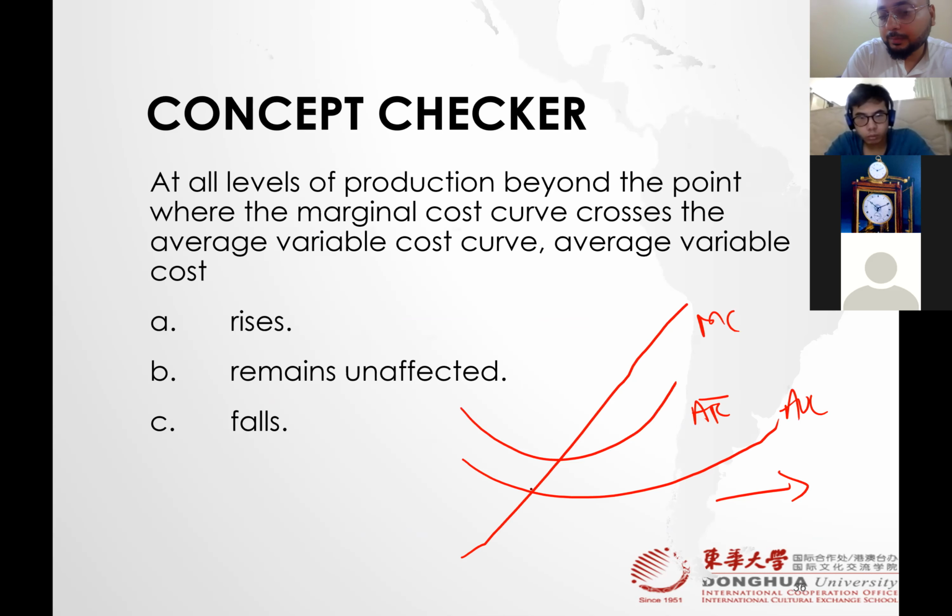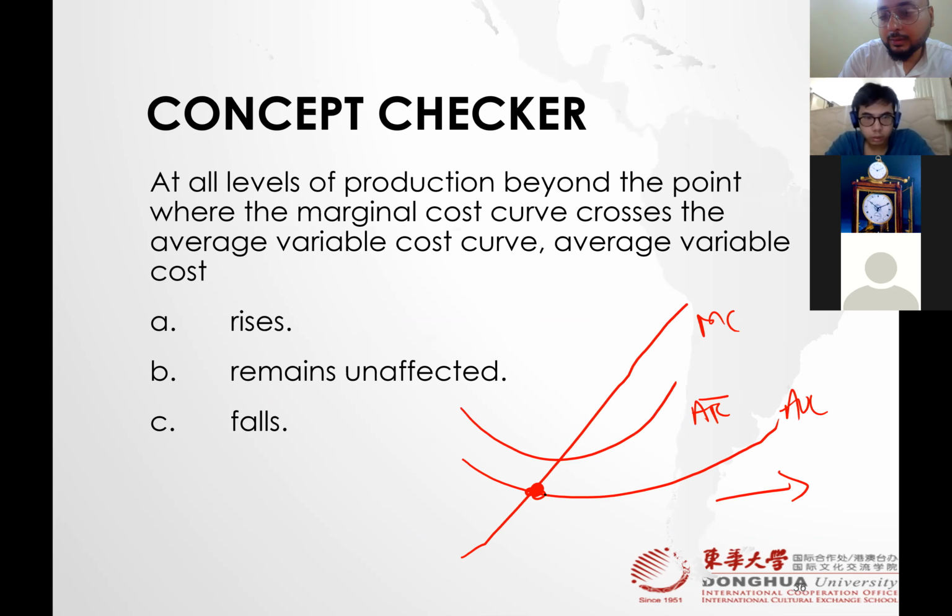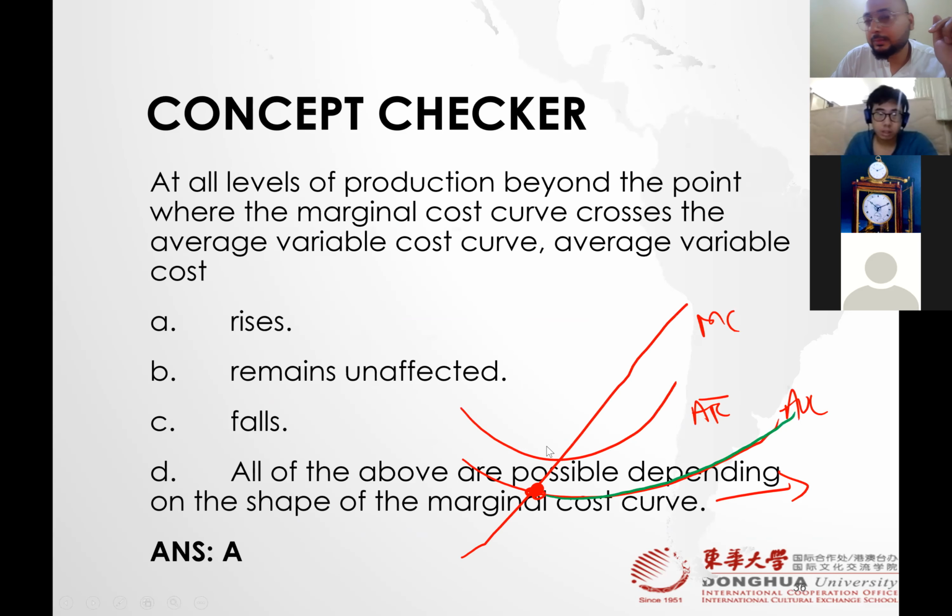So the MC crosses the average variable cost here. So beyond, what's going on? The curve is rising. Well done. Right? Not rocket science here. Mirko, understand? Gustavo, understand? Irinen? Yes. Good.